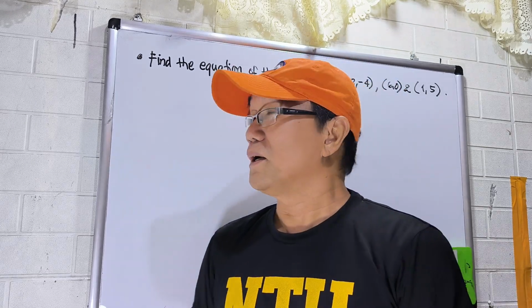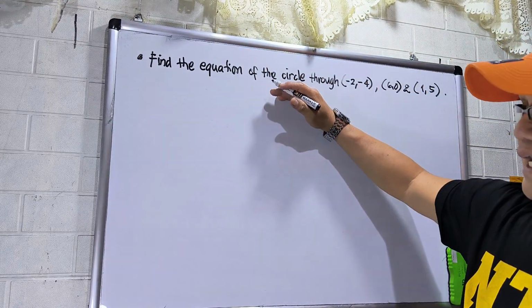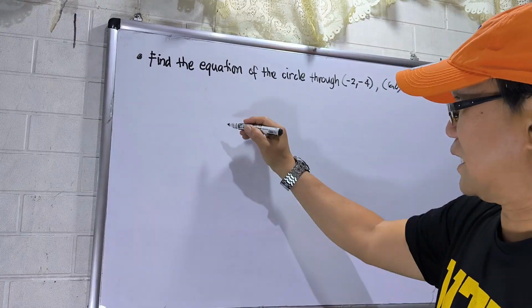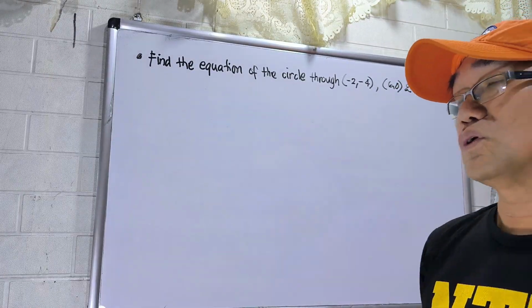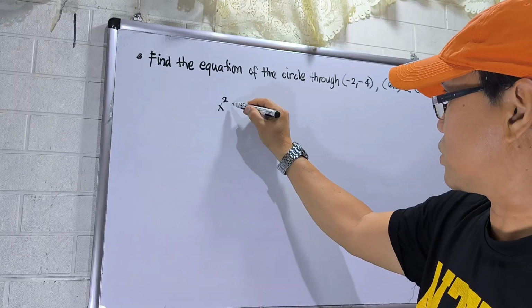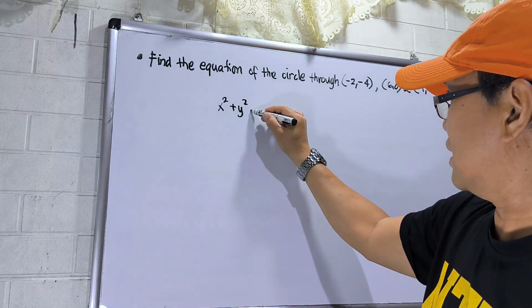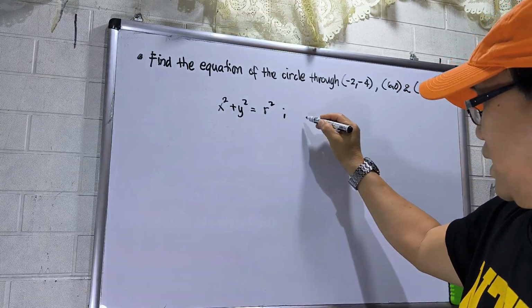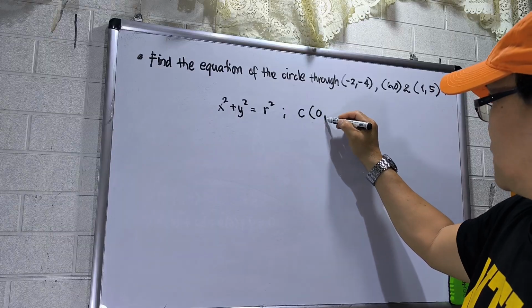Hello everyone. My topic today is about circle. So when we say circle, I have two standard formulas. First is x squared plus y squared is equal to r squared, where the center is at 0 and 0.